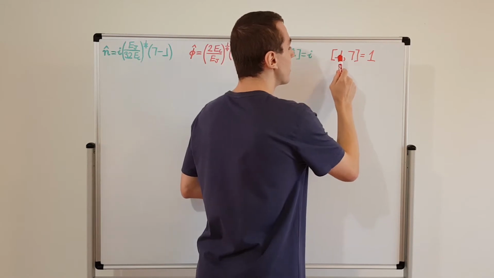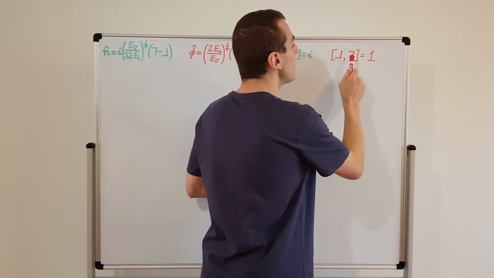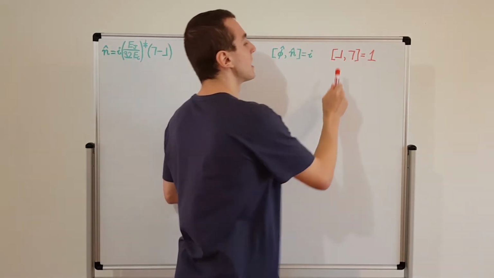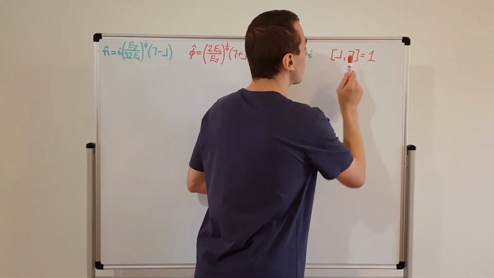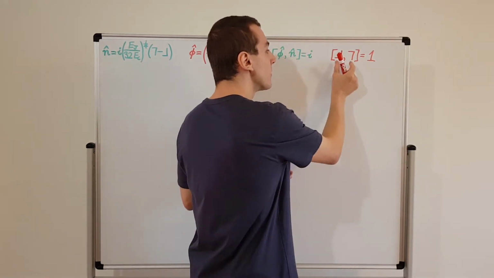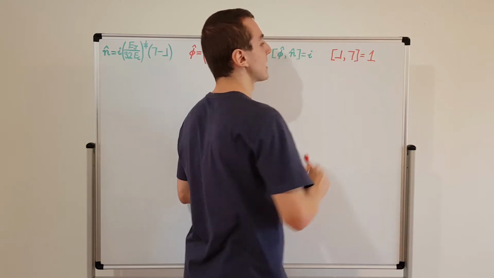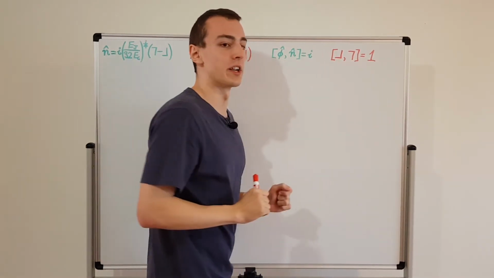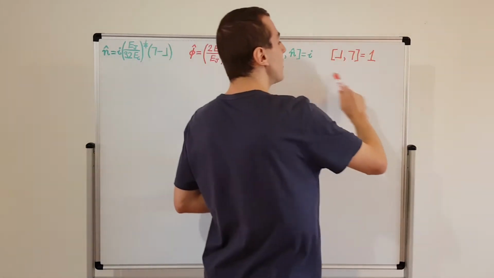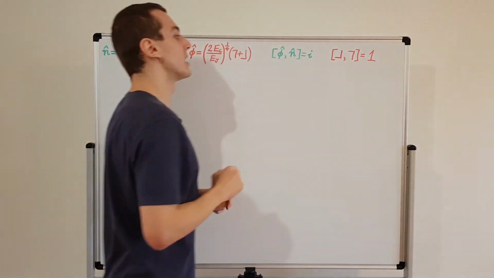First we have the annihilation operator and then the creation operator, or you can think of it as the lowering and then the raising operator. If we were to flip these around, we would get a minus sign. We would have -1 over here. And I will be using this commutation relation later in the video.